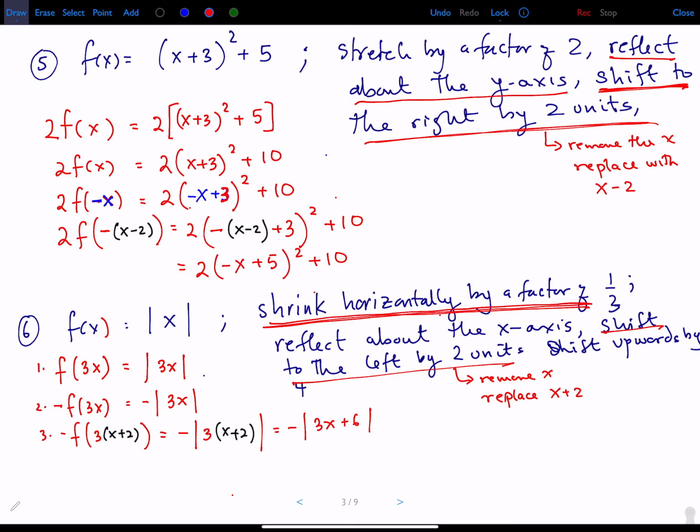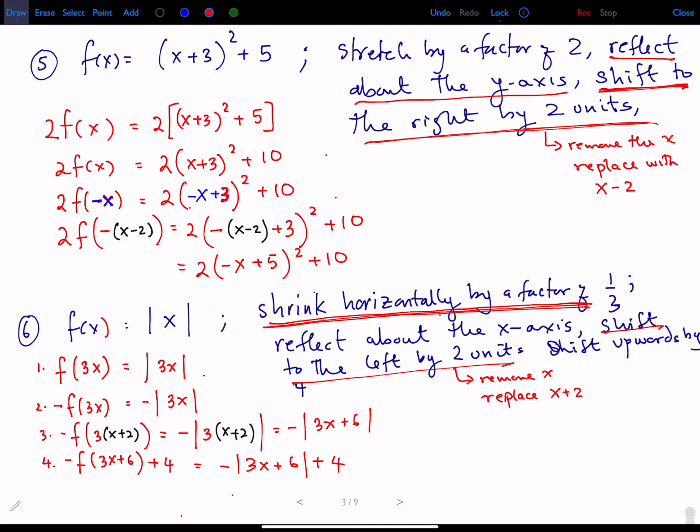And then it says shift it up by 4. So step 4, I got negative f of 3x plus 6, plus 4 would mean I have the negative absolute value of 3x plus 6, plus 4.